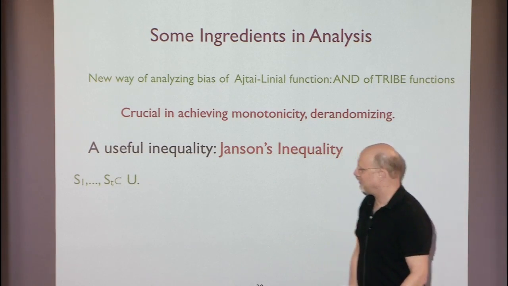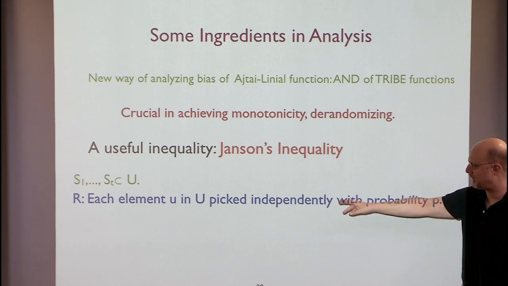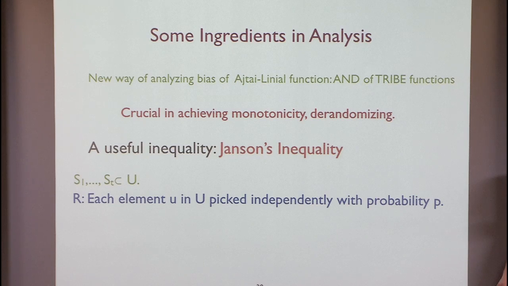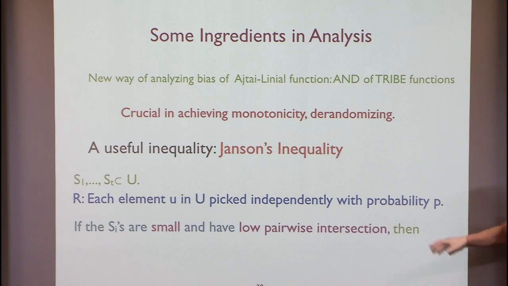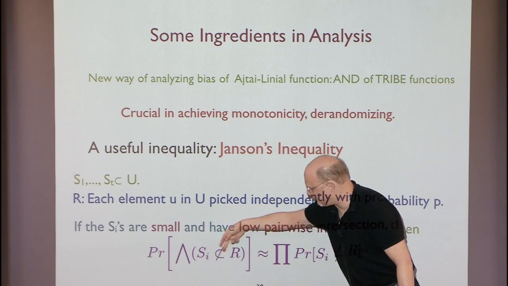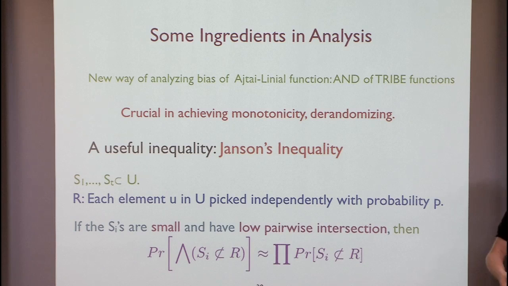What this says is that, let's say we start with T subsets of some universe U, and we choose a random set R by picking each element in the universe with some probability p. Then under some conditions, if the sets are small and they have low pairwise intersection, which is the kind of setting we have, the probability that none of the subsets lie in R is approximately the product of the probabilities. And this is the kind of thing that we need in our analysis when we analyze the bias of the function. Okay, so I won't go into any more details.